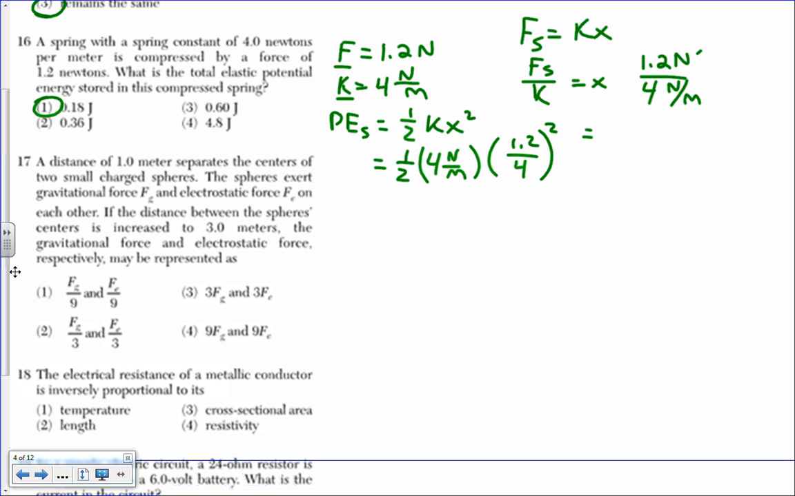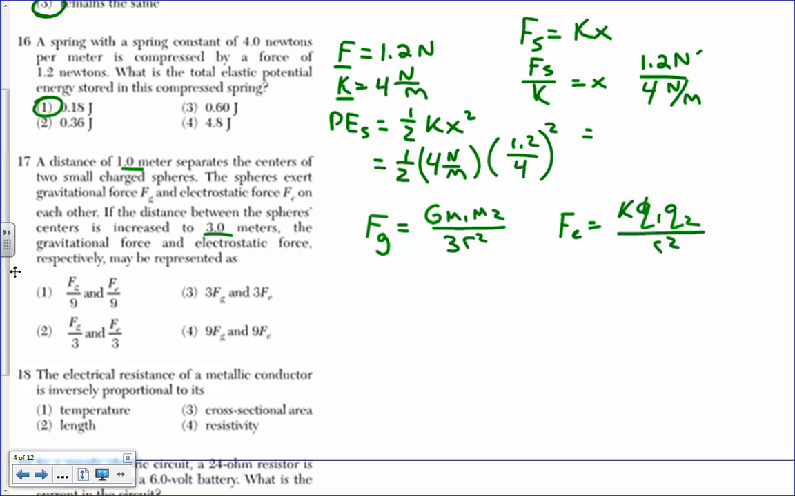A distance of 1 meter separates the centers of two small charged spheres. The spheres exert a gravitational force Fg and an electrostatic force Fe on each other. The distance between the spheres' centers is increased to 3 meters. So what we want to do is ask ourselves, Fg is equal to G m1 m2 over r squared, and Fe is equal to k q1 q2 over r squared. What are we doing to the distance? We go from 1 to 3, and so we are tripling.